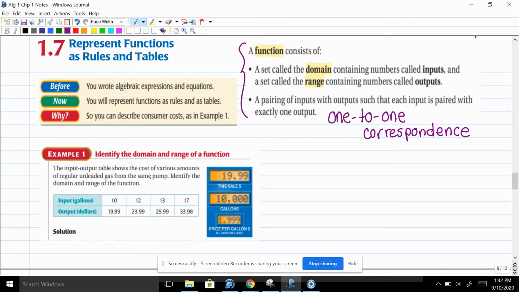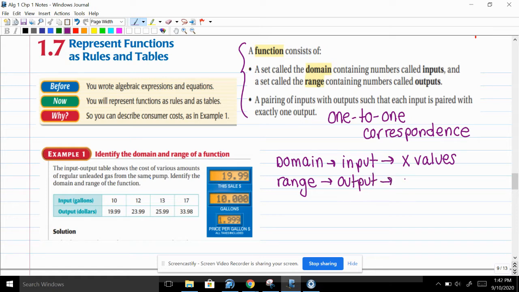So a one-to-one correspondence. You have a domain, which is otherwise known as your input. When we start talking about equations, that's typically your x values. And then you have a range, which is your output, which is typically your y values. Most equations involve a y and an x, okay? So we'll stay with y and x for today just to avoid any confusion.